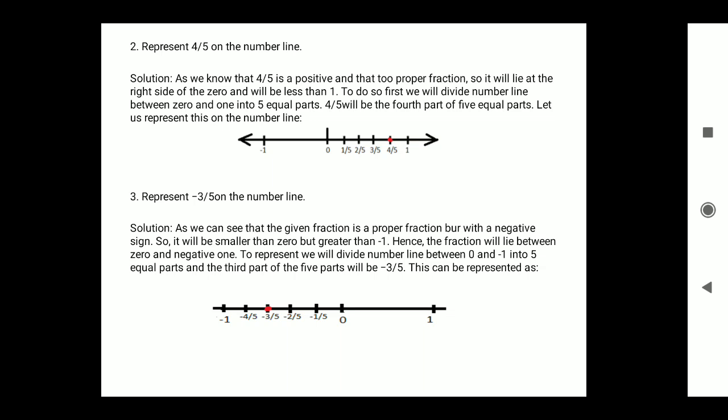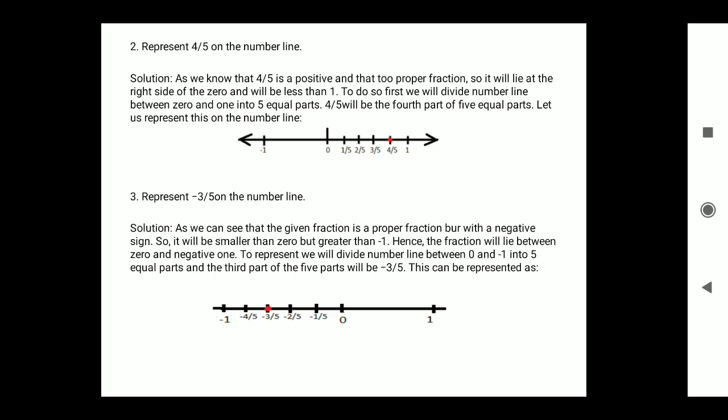Now, represent -3 upon 5 on the number line. As we can see, this given fraction is a proper fraction but with a negative sign, so it will be smaller than 0 but greater than -1. Hence the fraction will lie between 0 and -1. To represent it, we will divide the number line between 0 and -1 into 5 equal parts. The third part of the 5 parts will be -3 upon 5.